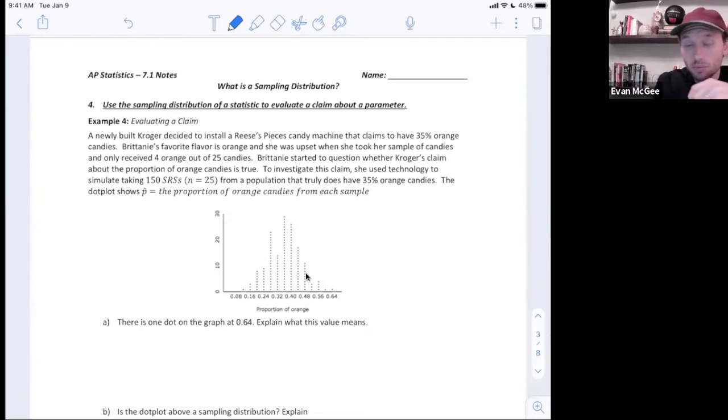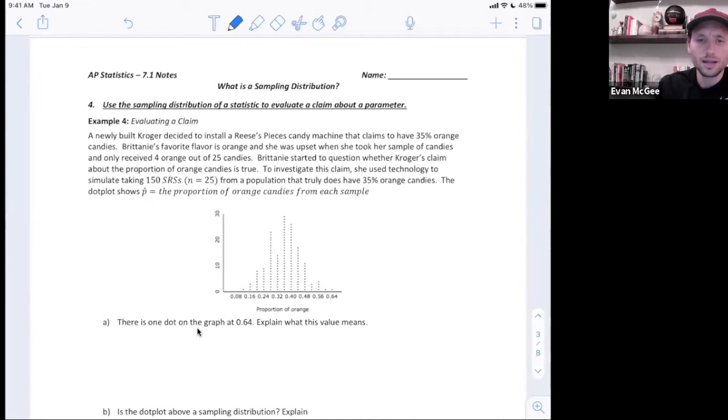Now, it's important to note that this simulation was done from an actual population that had 35% orange candies. So she's going to use this. This is what we would expect to see if the proportion of orange candies was 35. She's going to use this information to evaluate their claim about the candy saying that there's 35% orange in there.